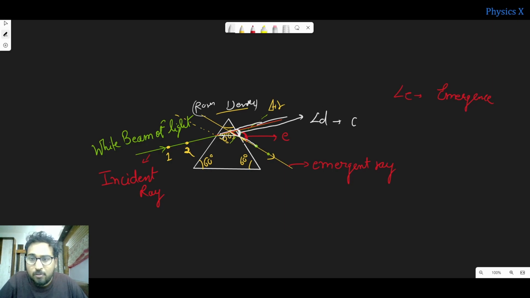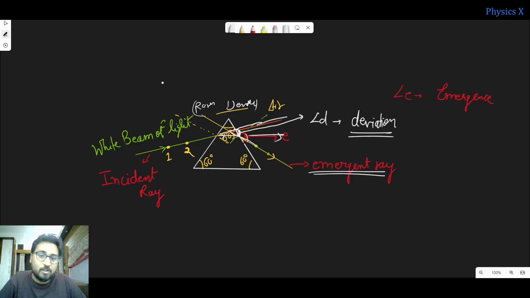This is angle of deviation. This is emergent ray. This is angle of emergence. This is angle of deviation. So let me tell you what is angle of deviation.